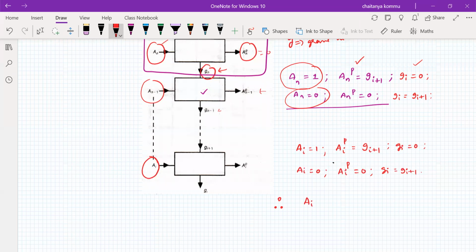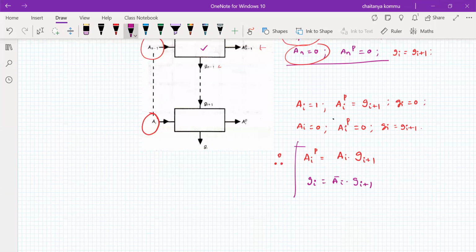So therefore, what I can write now is like this: A i of P can be written as A i into G i plus 1. Therefore, sorry, what I can write for G i of P, G i is nothing but A i complement into G i plus 1. That's what we are going to write.